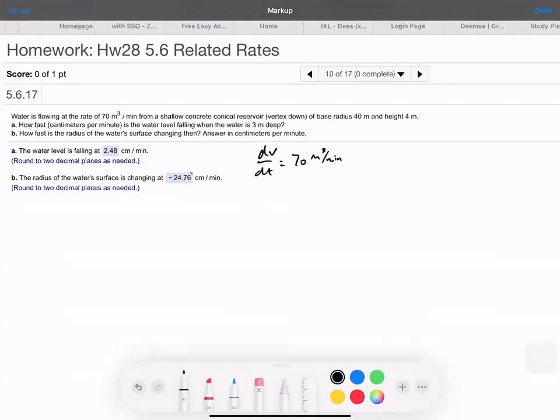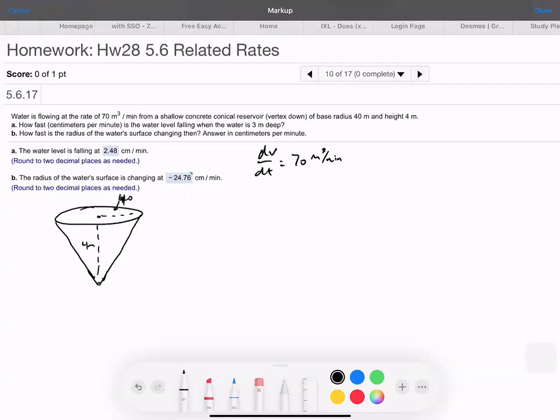And then from a shallow concrete conical reservoir, so that means the vertex is down. So I guess we're looking at something like that. This way perhaps? Right? The vertex they say is down. With a radius base up here, the radius base is 40. And the height is 4 meters deep.